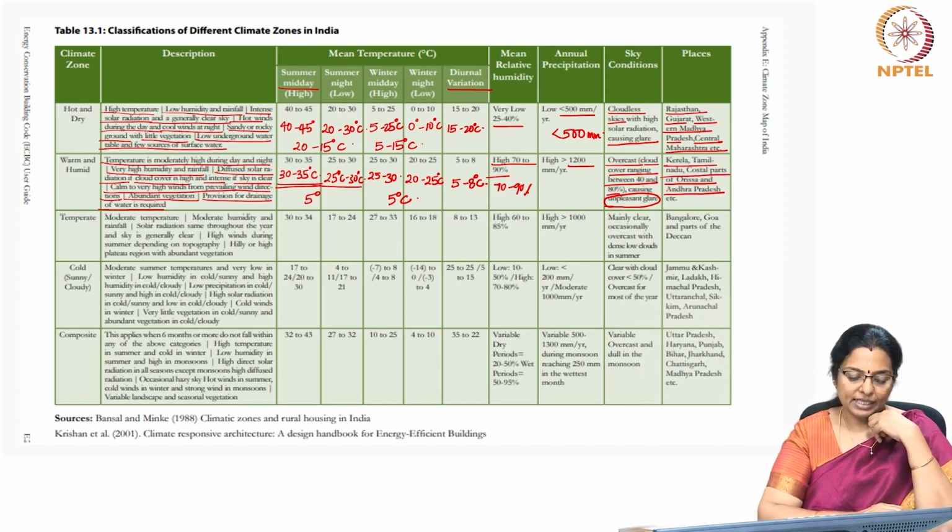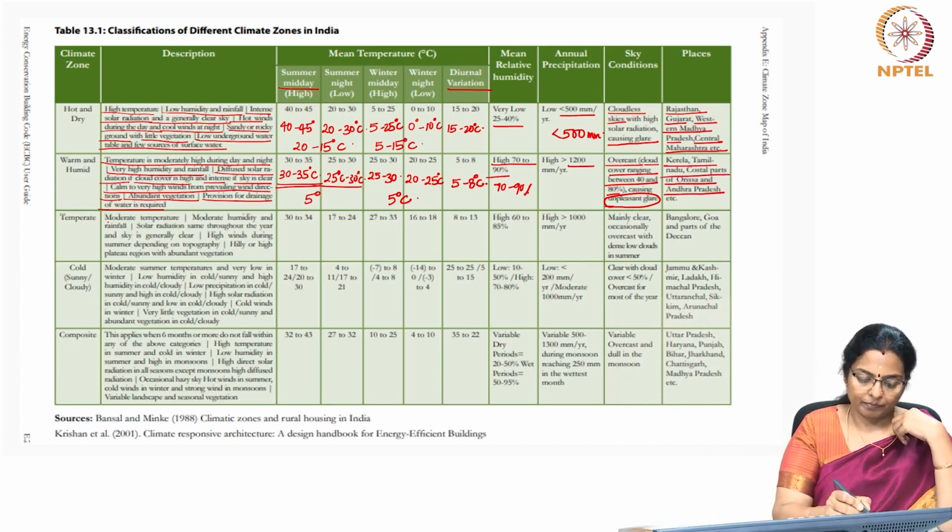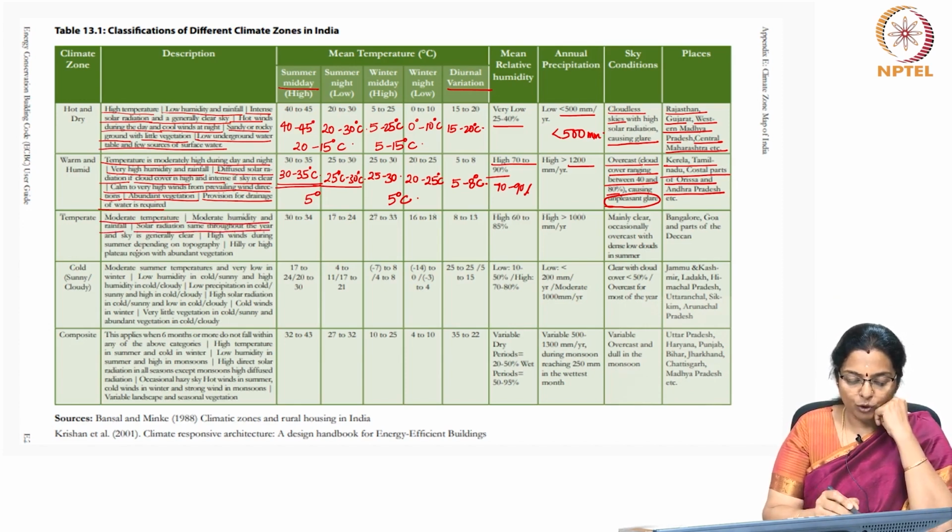Let us now see temperate climate zone. Temperate climate zone has moderate temperature, moderate humidity and rainfall. The solar radiation is same throughout the year and sky is generally clear.